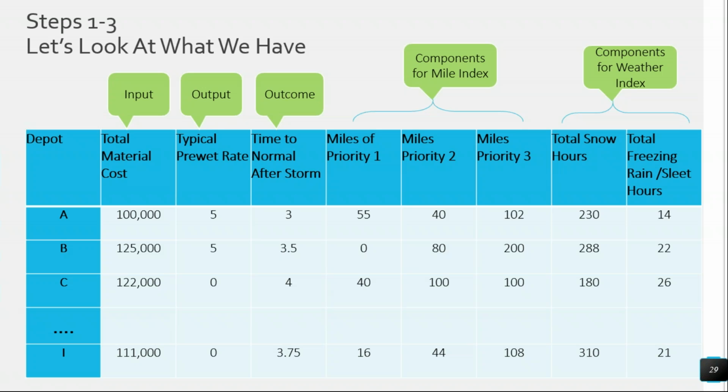You can see an indication of their outcome as far as their hours to normal after the end of the storm, some components for a mile index, and some components for a weather index. So we actually have some pretty simple data here, but we have enough to do a thorough evaluation of whether pre-wet rate impacts cost at all or impacts time to normal.